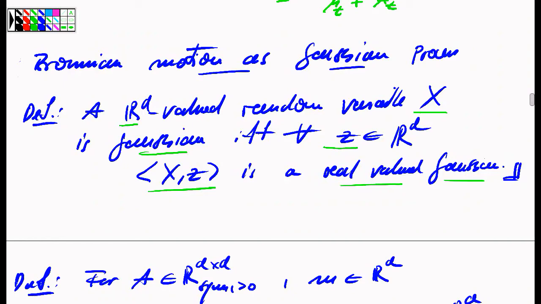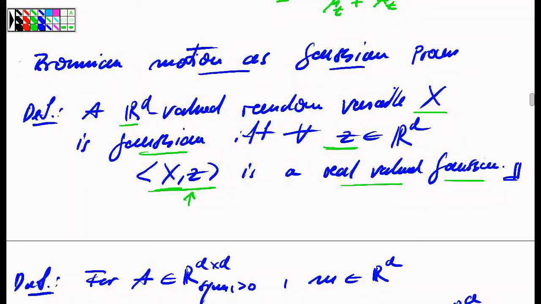So whenever the projection of this random variable x onto a given one-dimensional space, which we do by taking the inner product of x with this direction z, whenever such projections are real valued normal distributed random variables, then the random variable x alone will be called d-dimensional Gaussian.